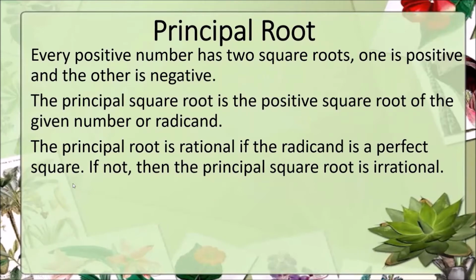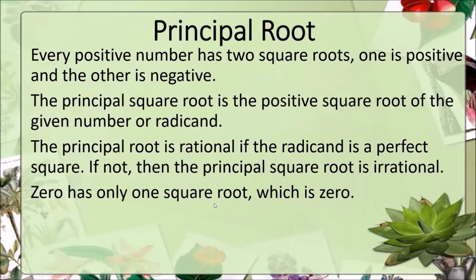That is why it is better to memorize 1 squared up to 30 squared. It becomes very easy to answer whether the given is a perfect square or not a perfect square. If not, then the principal square root is irrational.